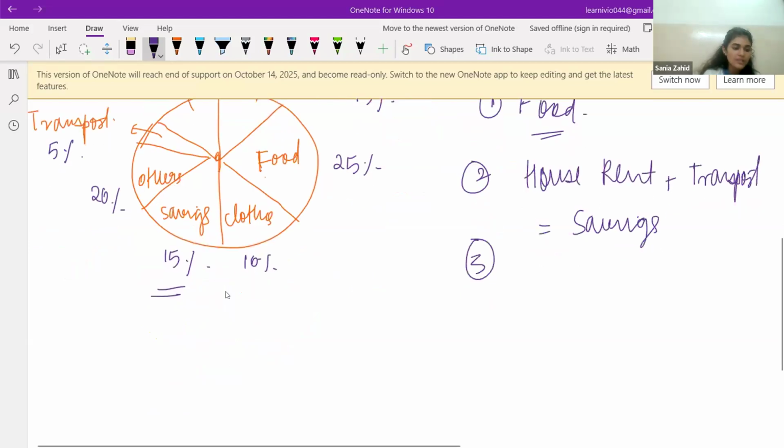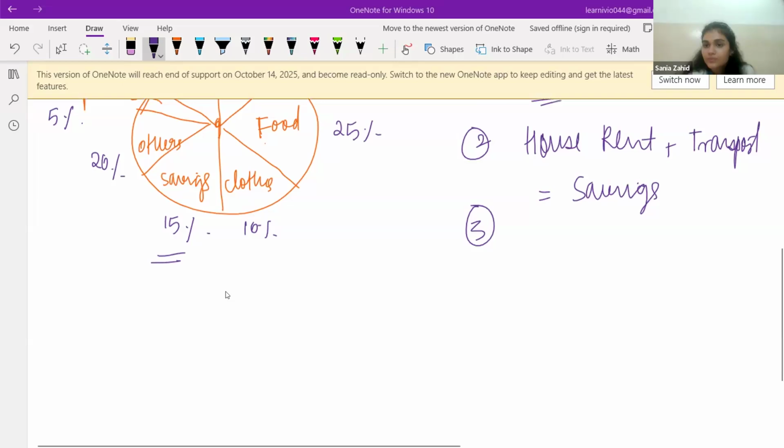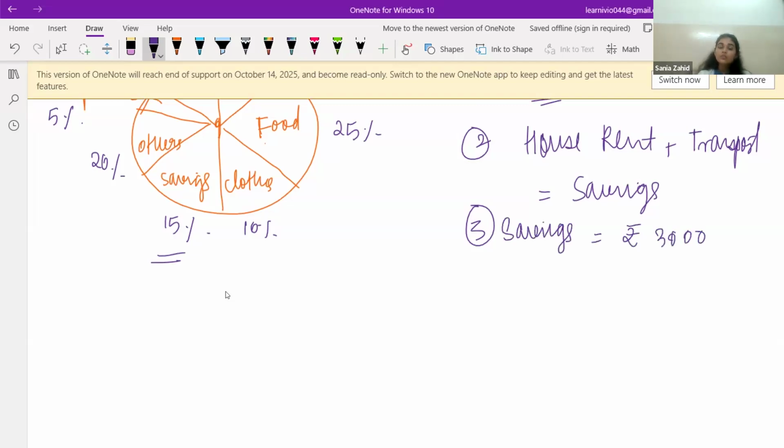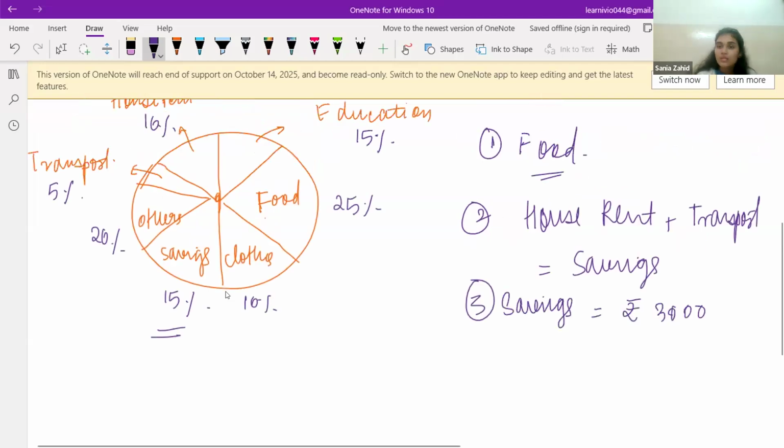Okay. Now the next one says if the monthly savings of the family is rupees 3,000, what is the monthly expenditure on the clothes? Now, children, they have given you that savings is rupees 3,000. Now you find how much are they spending on clothes. First of all you should know what is the total amount. I don't know the total amount, but I know the percentage of the savings and I know what is the savings.